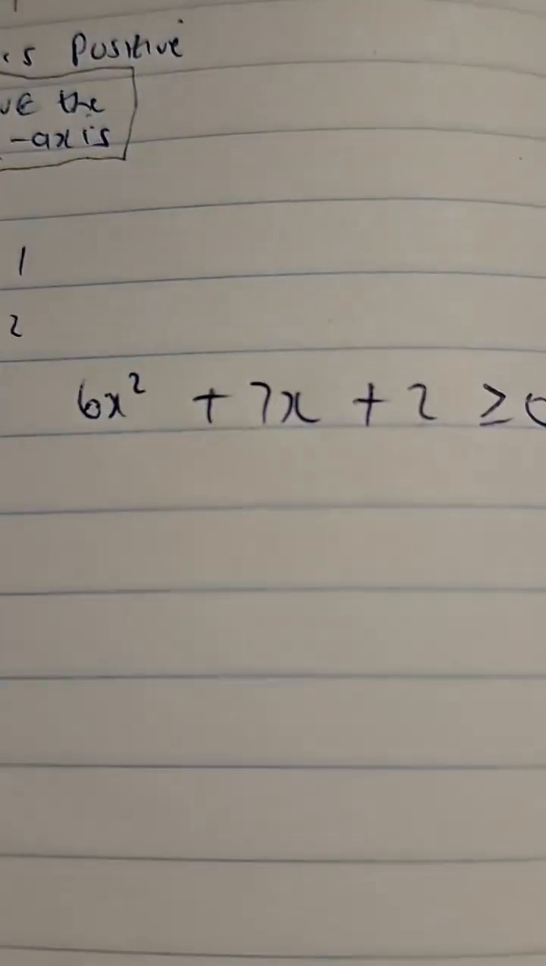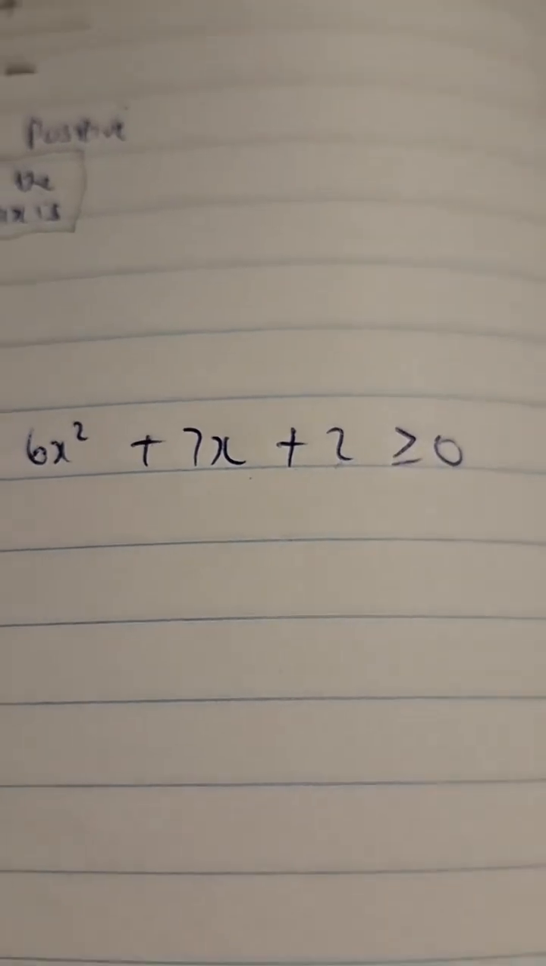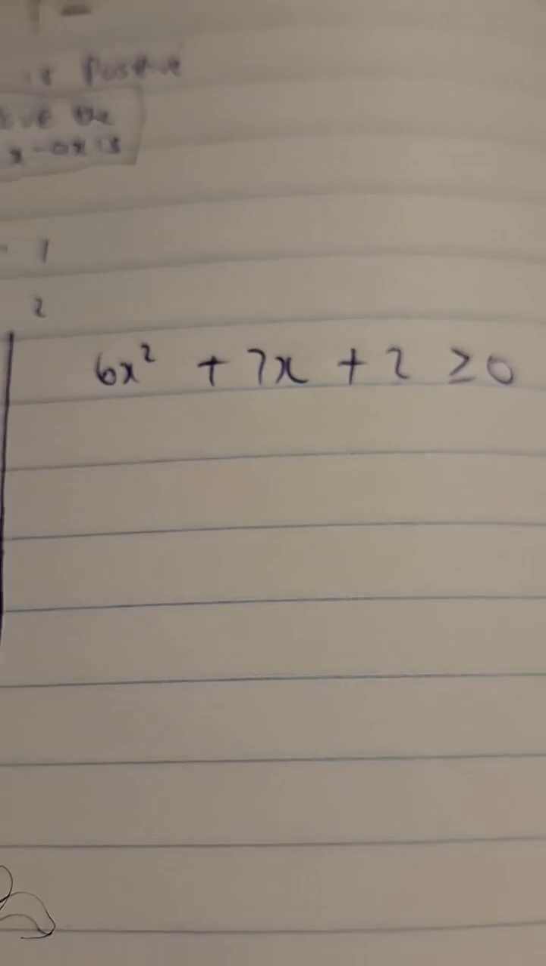6x squared plus 7x plus 2 greater than or equal to 0? Can someone lead me through this one specifically?